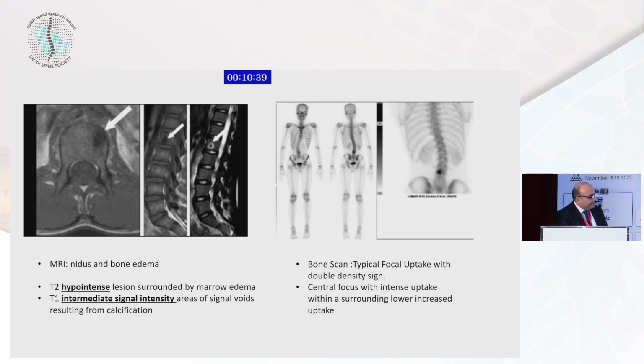Of course, you can use the technetium bone scan to delineate the lesion, like in this patient with a painful scoliosis and the lesion on the concave side of the curve. Usually, there is a typical focal uptake with the double density sign: a central focus of intense uptake surrounded by lower increased uptake.